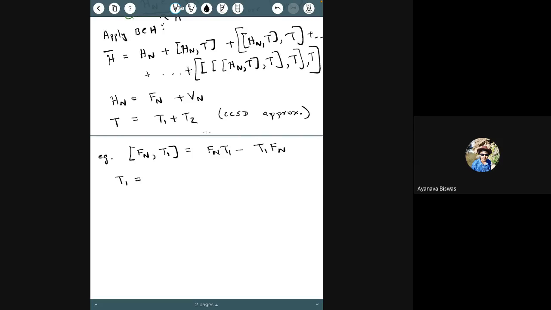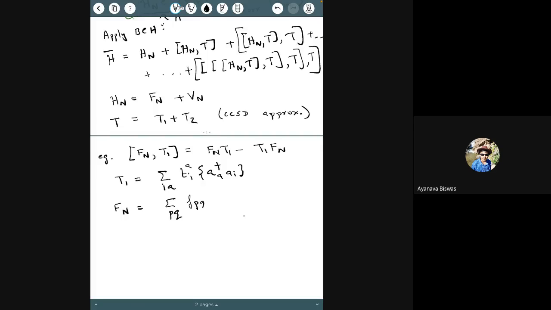And if you remember what T1 looked like, it had an amplitude. So this is called either a T amplitude, a cluster amplitude, or an excitation amplitude. It can be called three different things. They're all the same. a_a dagger a_i. So that is the T operator. And Fn is basically a sum over pq of f_pq.